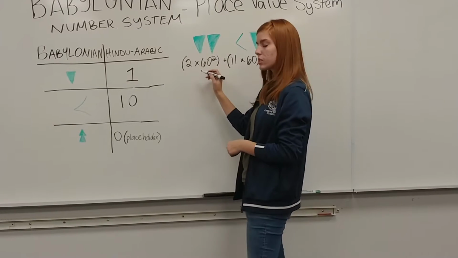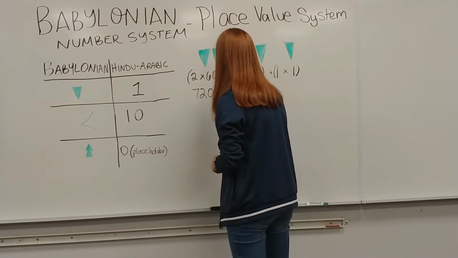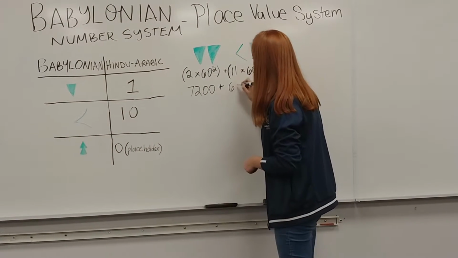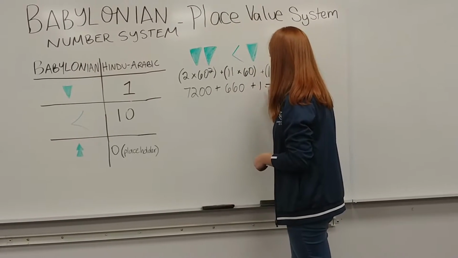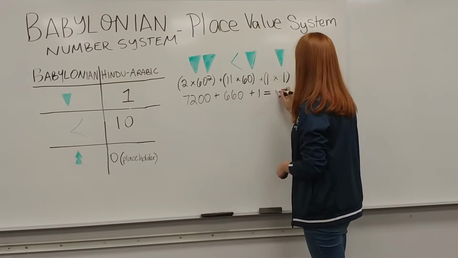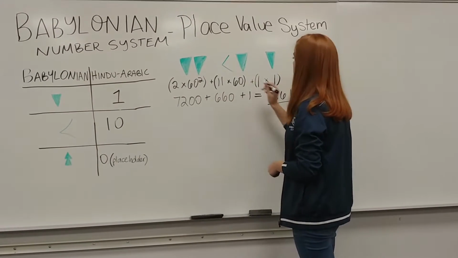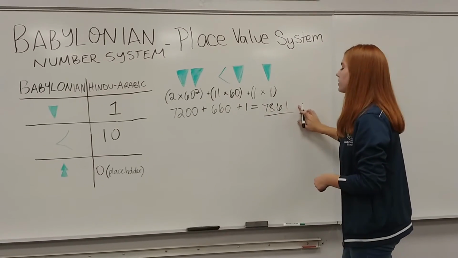So 2 times 60 squared is 7,200, plus 11 times 60, which is 660, plus 1 times 1, which is 1. And this all comes out to be 7,861. So this number in Babylonian equals 7,861 in Hindu Arabic.